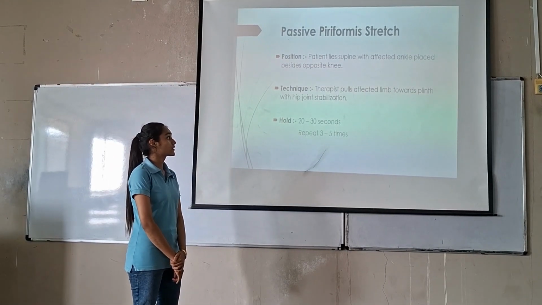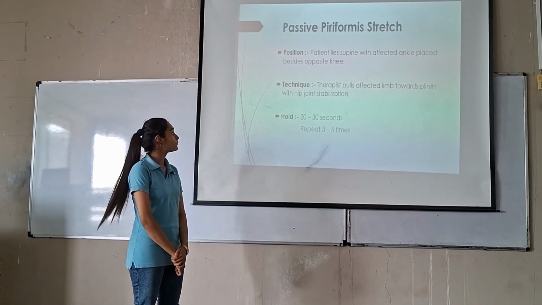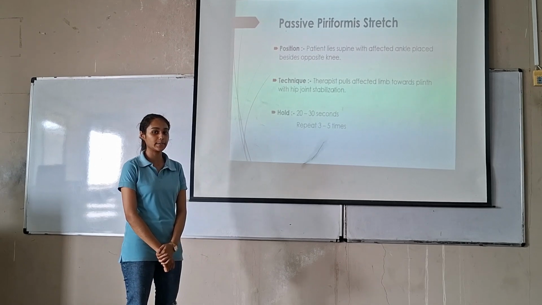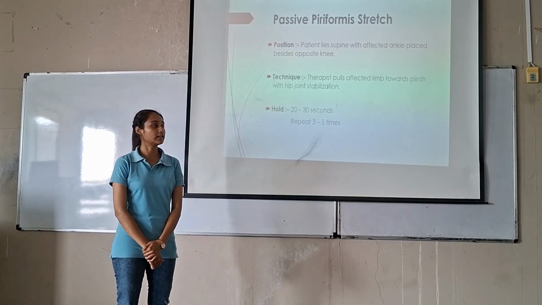Now coming to the main point, passive piriformis stretch. Position of the patient: patient lies supine with the affected ankle placed beside the opposite knee. Technique: therapist pulls the affected limb towards the chest with hip joint stabilization. Hold 20 to 30 seconds and repeat 3 to 5 times in a day.